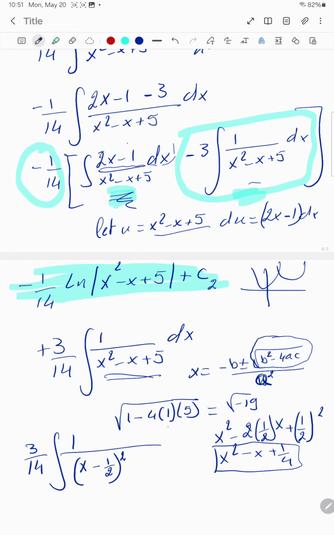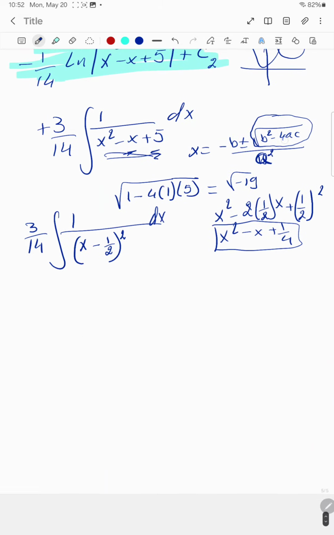But me, I have x squared minus x plus 5. So if I do x squared minus x plus 1 over 4, all I have to do is add 4.75, because 1 over 4 is 0.25 dx.